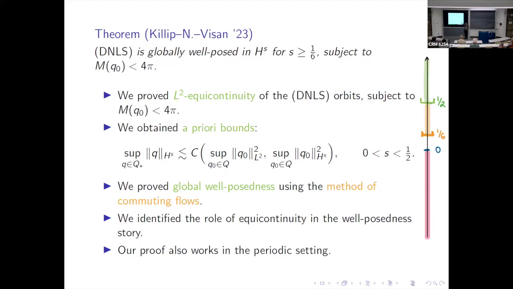So what I mean by that is that the only place where I actually need the assumption on the mass is to get equicontinuity. Everything else doesn't require this assumption. I just need it for equicontinuity. Okay? And also, I want to mention that exactly the same result and exactly the same proof works uniformly both in the line setting and in the periodic setting, in both geometries.